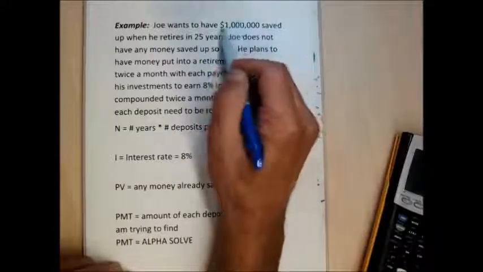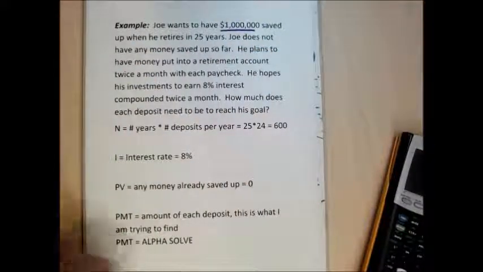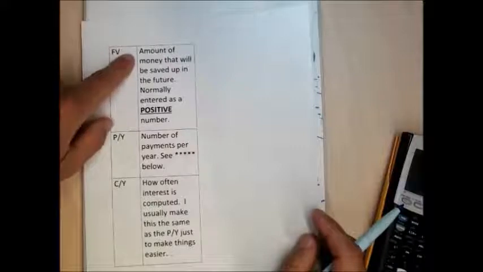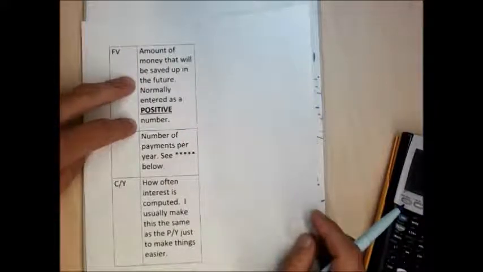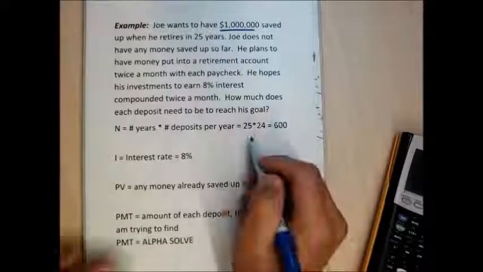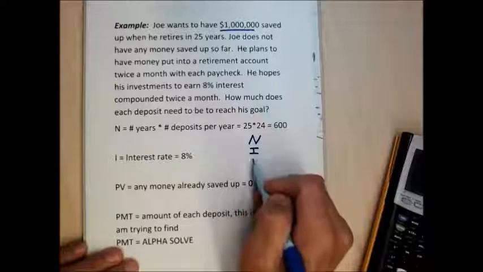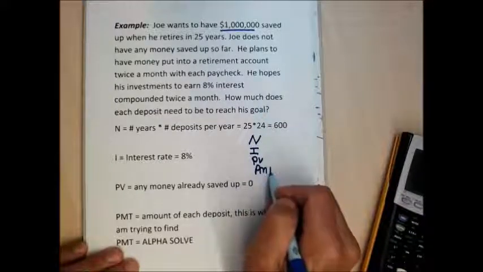Well, this $1 million is an amount of money I want to have saved up in the future, and that's a future value. FV is the amount of money I want to have saved up in the future. Normally that's entered as a positive number. So immediately when I'm reading about Joe, even though I haven't got all the way through the problem, I know one of the values that I'm going to need.